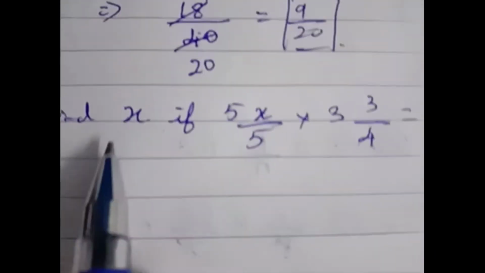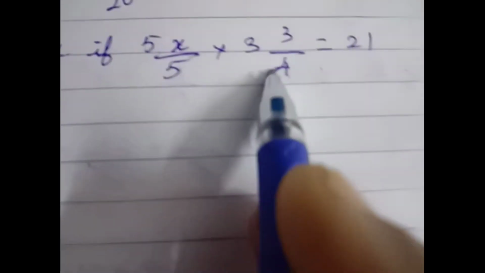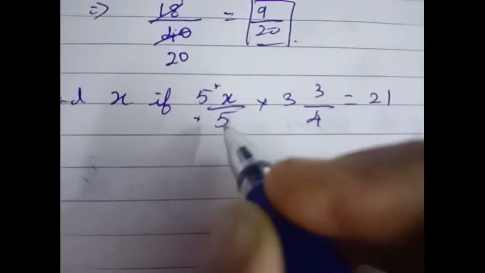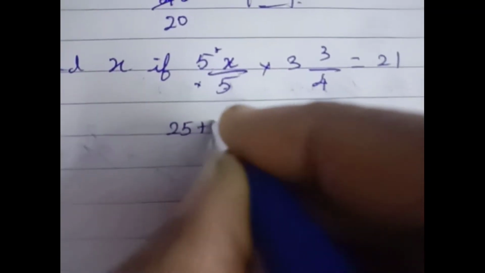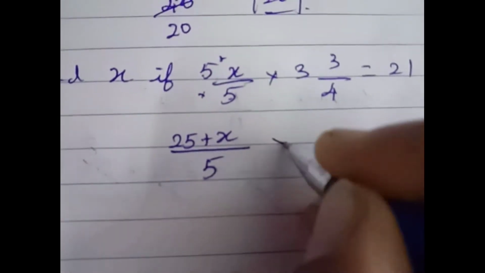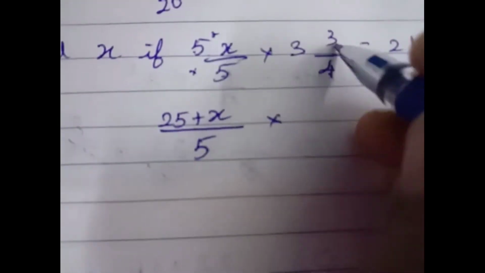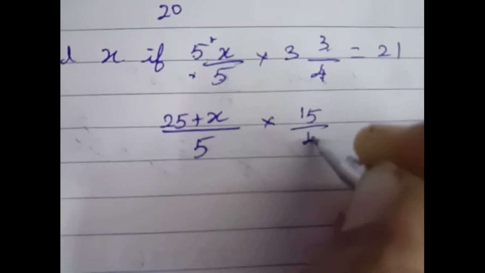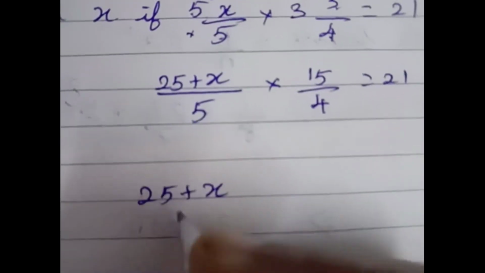Now, your 15th question: find x if 5 3 by 4 into x by 5 is equal to 21. So, if it is in a mixed fraction, convert it into an improper fraction. 5 fours are 20, 20 plus 3 is 23, 23 by 4 into x by 5 is equal to 21. Now you are going to find the value of x.